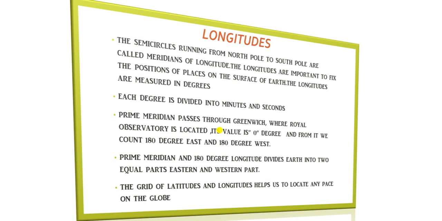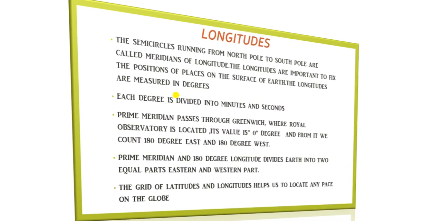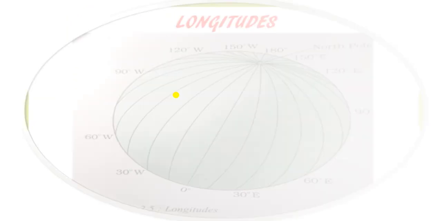And we know the prime meridian passes through Greenwich, where the Royal Observatory is located. Its value is 0 degrees. And from it, we count 180 degrees east and 180 degrees west. Very simple. I'll just be showing you how we calculate this. The grid of latitudes and longitudes helps us to locate any place on the globe that we have been discussing since the beginning of this presentation.